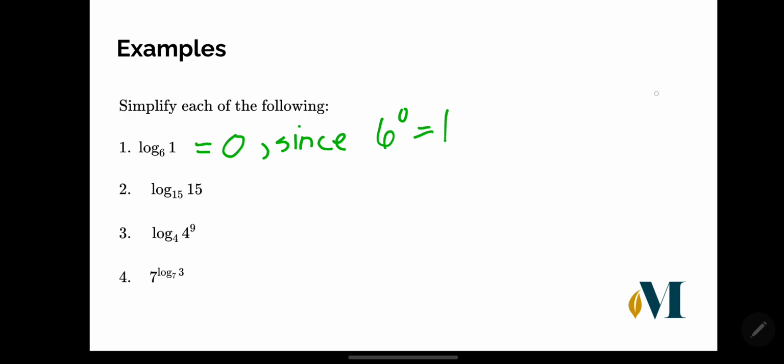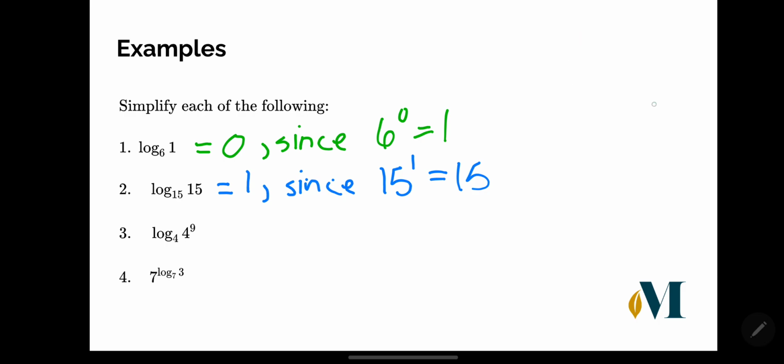All right, let's look at this next one here. Log base 15 of 15 equals, well, what power do we raise 15 to, to get 15? We raise it to the power of 1. So that's since 15 to the power of 1 equals 15.